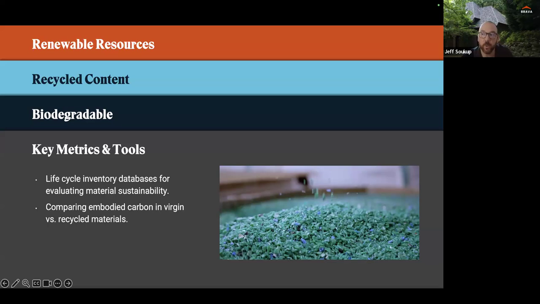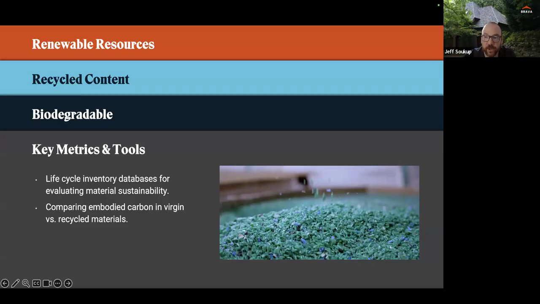Embodied carbon, so probably the most commonly referenced metric in sustainability. So the total amount of greenhouse gas that's associated with the producing of the material. That's going to include your extraction, processing, transportation. It's also going to include your maintenance and service. And then after its useful life, it's decommissioning or again back into its recycling or deconstruction.